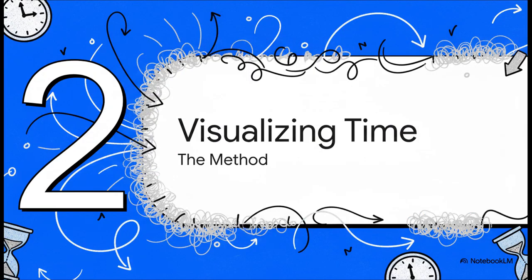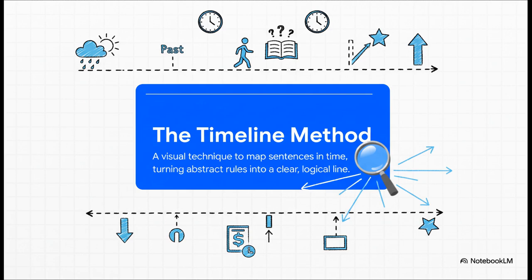Okay, enough about the problem. Let's get to the solution. I want you to forget about memorizing complex grammar charts for a second. We're going to focus on one simple, powerful idea: visualizing time. So meet the timeline method. And yeah, it's pretty much exactly what it sounds like. You literally draw a line to represent time. When you start placing actions on this line, all those abstract grammar rules suddenly become visible, and they just make sense. You're basically turning confusion into clarity with a simple drawing.